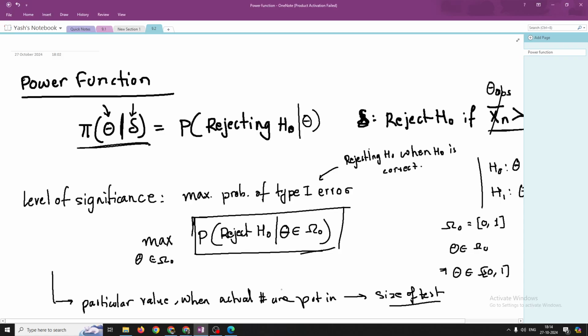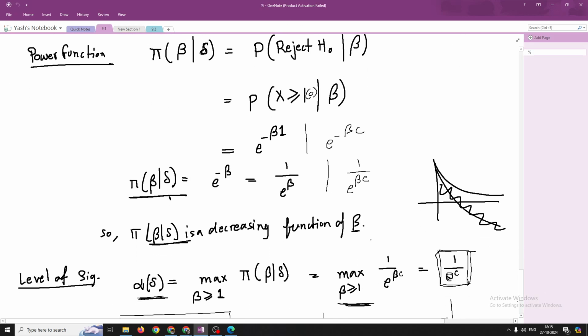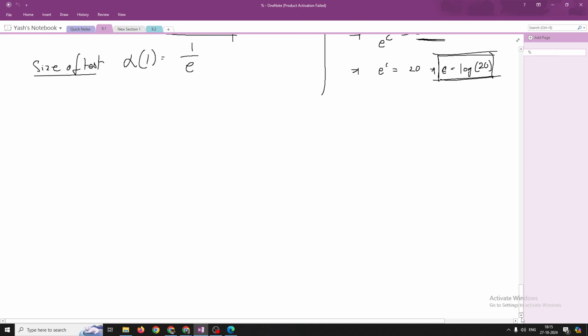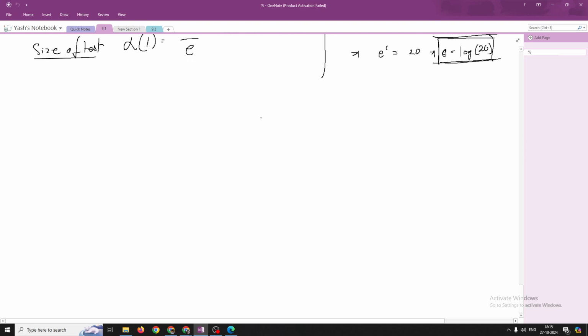Right. So that is the size of the test, and that is probably it, right? I really don't want to spend too much time repeating the same theory. Rather, I would just do a few sums, and that would be much more helpful.